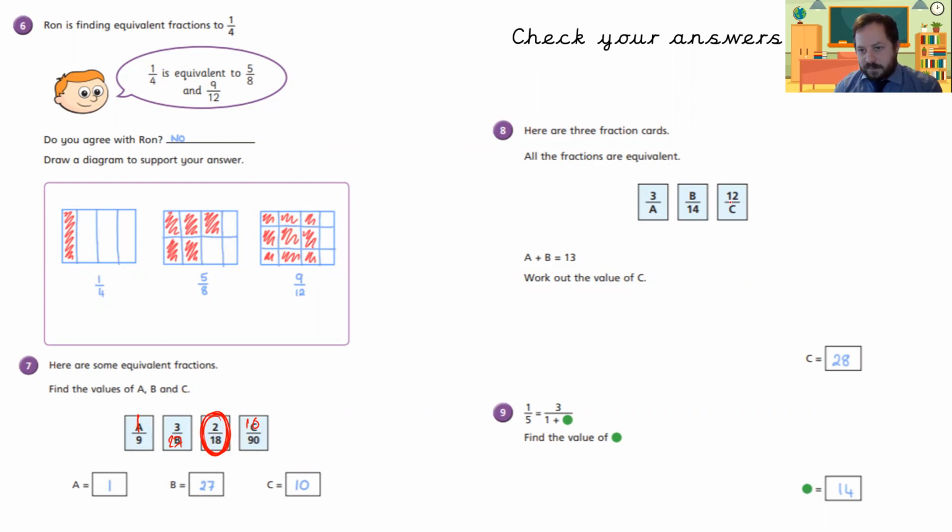Here are 3 fraction cards. Here they are again. All of them are equivalent. A and B, this one and this one, are 13. Can you work out what C would be? Well, A and B are 13, which gives us a little hint, but we'd have to then work out what they would be in order to find that. So think about what the relationship between them is.